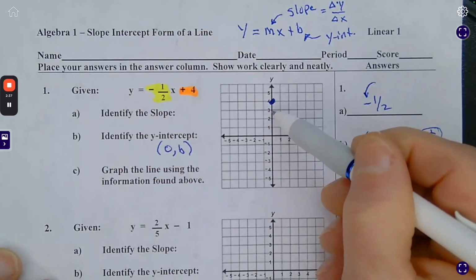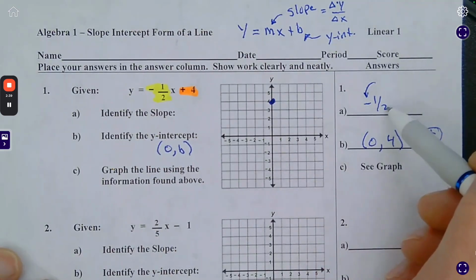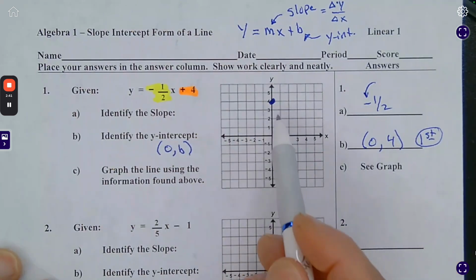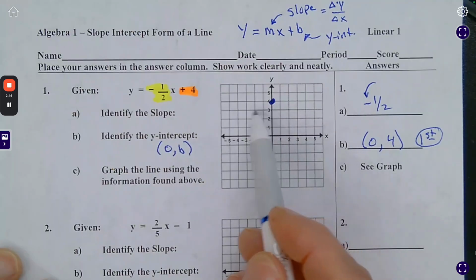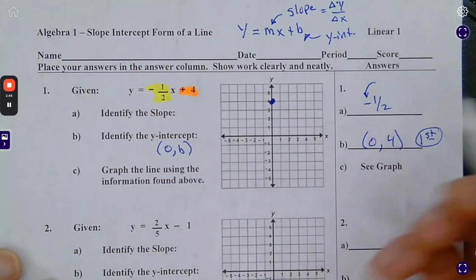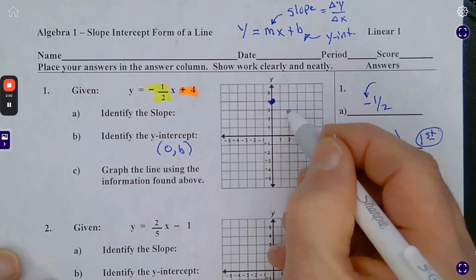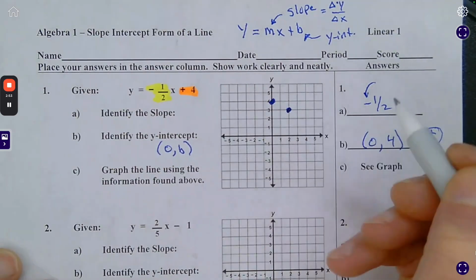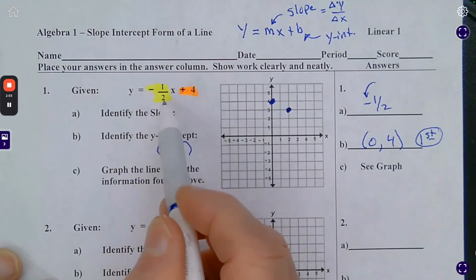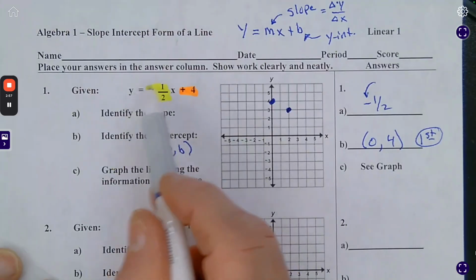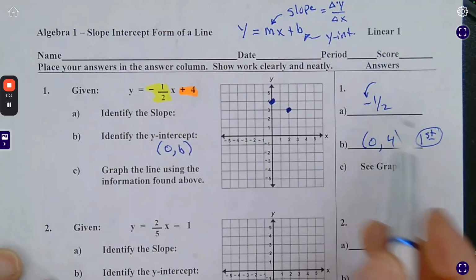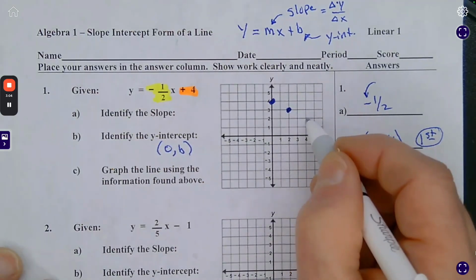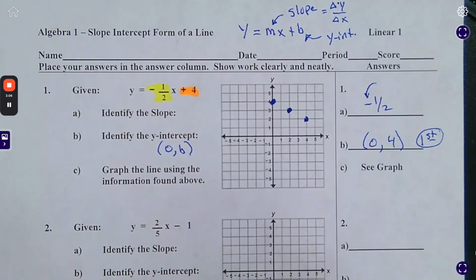From there I would go down 1, and then this is a 2, and the x goes left and right. If the run is positive, it goes to the right. If the run is negative, it goes to the left. So I'm going to go down 1 and then over 2. That gets me another ordered pair that is a solution. That's all we're doing, finding other solutions by applying this rise over run. If I go down 1 over 2 again, there I go. Okay, from there I just draw my line.